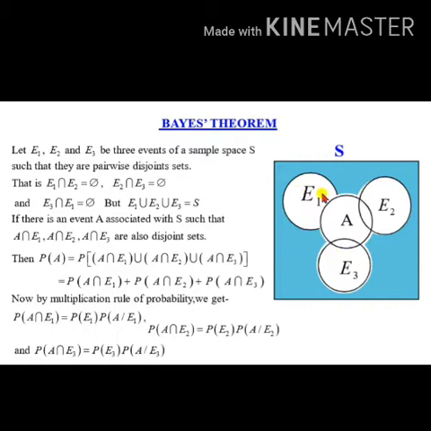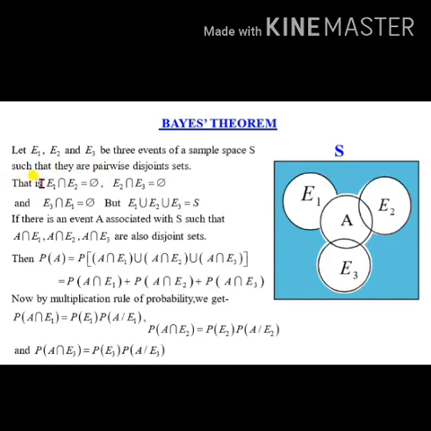Remember that these three events E1, E2 and E3 are pairwise disjoint. But dear students, also remember that it is not necessary that a sample space S has only three events like E1, E2 and E3. There may be more than three events or fewer than three events also. Now you see here I am writing: E1, E2 and E3 be three events of the sample space such that they are pairwise disjoint.